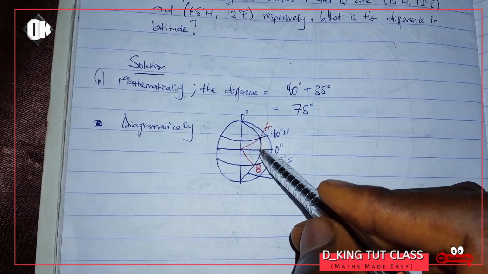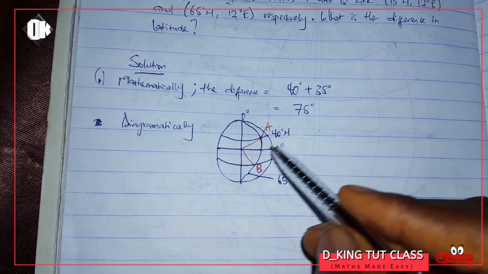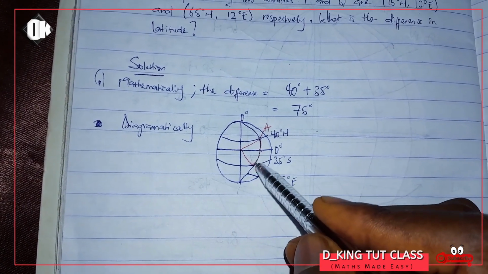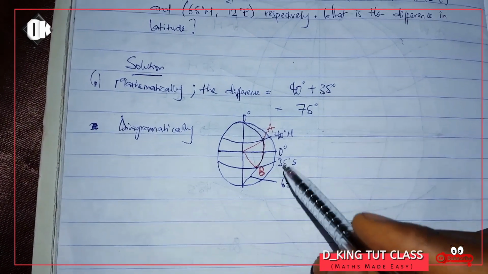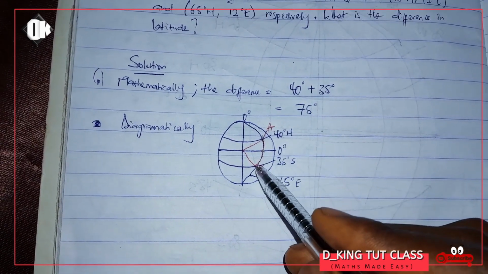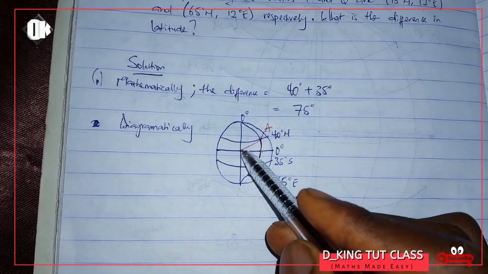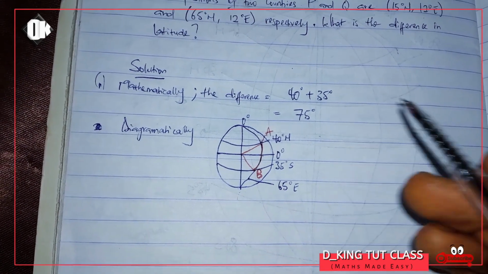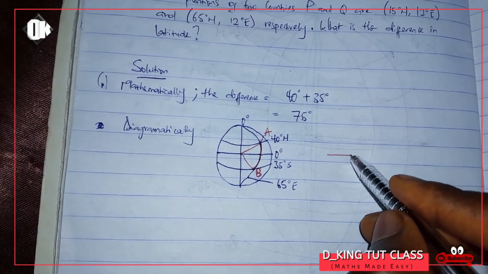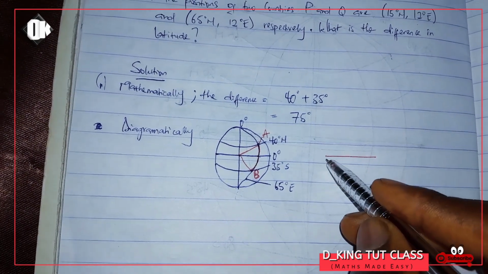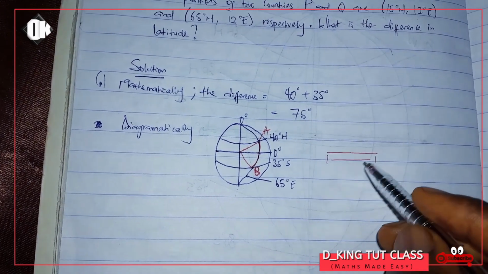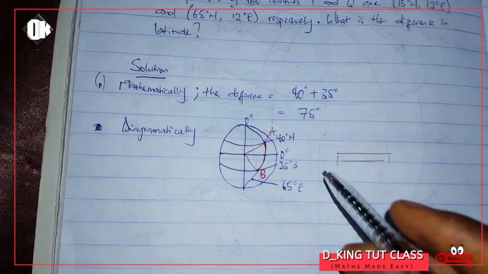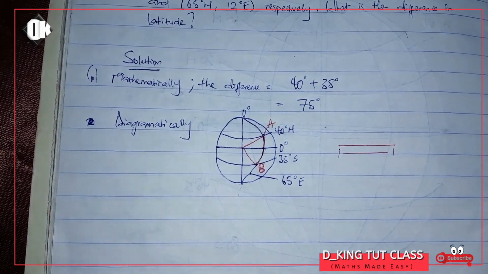From here to here is 40. From here to here is 35. Now, if from here to here is 40, and from here to here is 35, what does it imply? It means from here down to this point becomes 40 plus 35. It's just as though here to here is 40, here to here is 35. What's the total distance? That becomes 40 plus 35, which is 75. That's the first diagram.